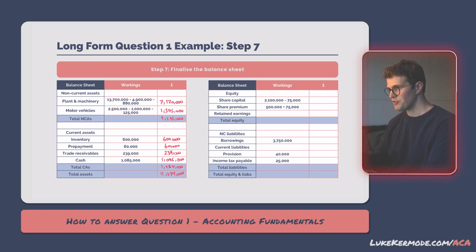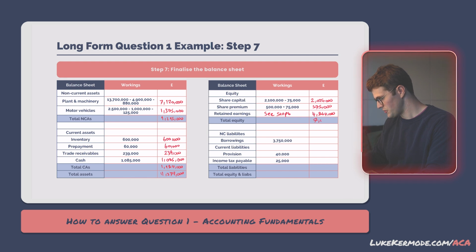On the right hand side, we have share capital of 2.1 million minus 75,000 equals 2,025,000. We have share premium of 500,000 plus 75,000, that equals 575,000. And we have a retained earnings amount of 4,864,000 as per our retained earnings calculations on the previous slide. So total equity equals 7,464,000.